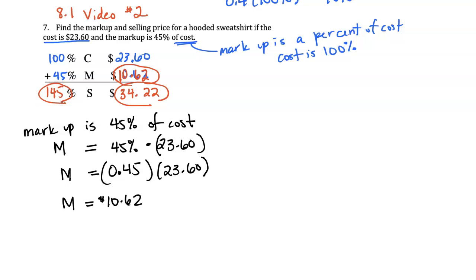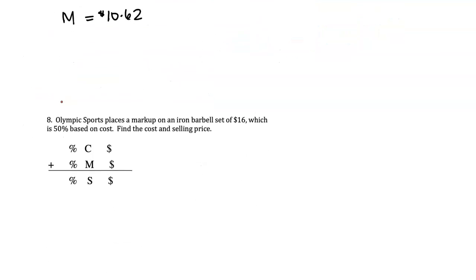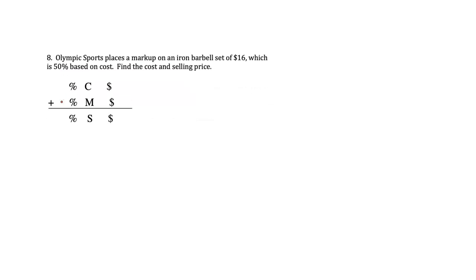Let's try question 8. Olympic Sports places a markup on an iron barbell set of $16. Let me put that in my chart right away. On the right side of markup is our dollar sign, and I'll put a 16 there. And it also says the markup is $16, which is 50% based on cost.